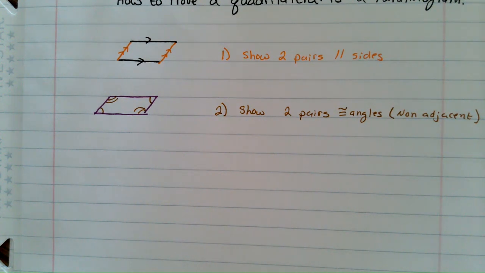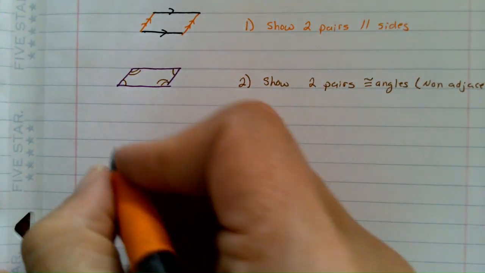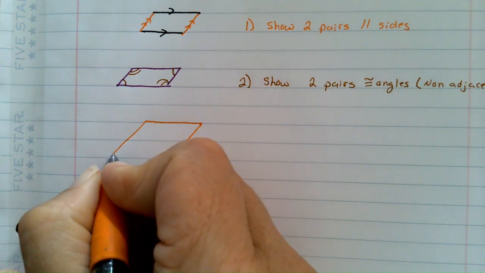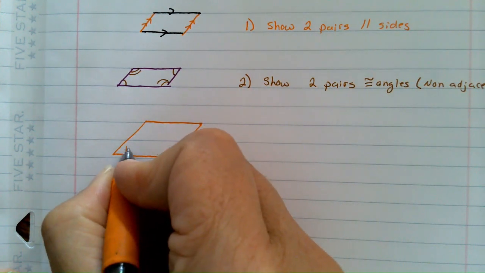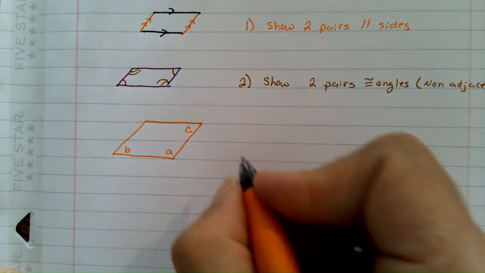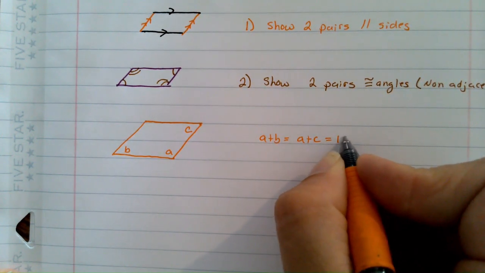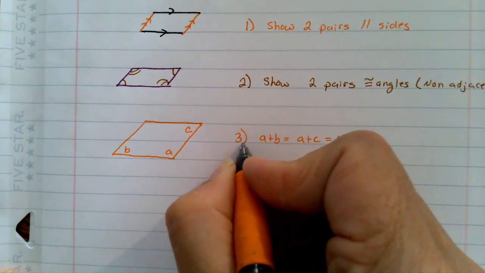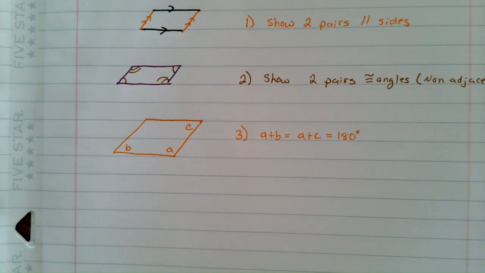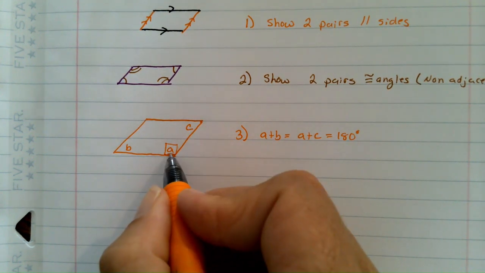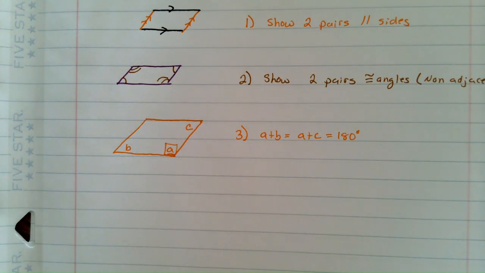Well, what if you don't have that information? If you can show or prove that A plus B equals A plus C and that they both equal 180, that would be a third way. Because technically what you're doing there is you're proving 2 pairs of parallel lines, and that's why it works. So you have to have that congruent supplements, but you have to have it based off of one vertex and its adjacent angle to each side. Okay, so that's option 3.